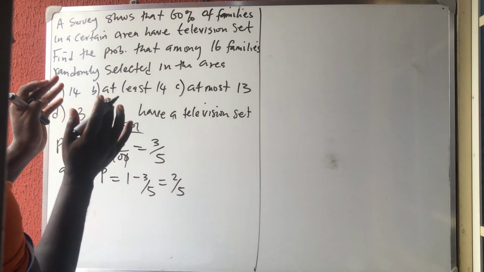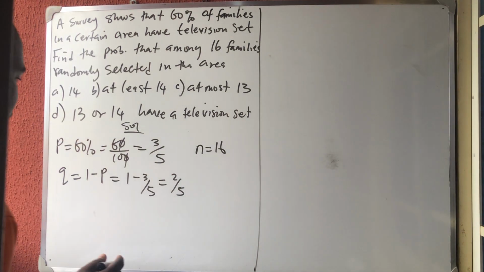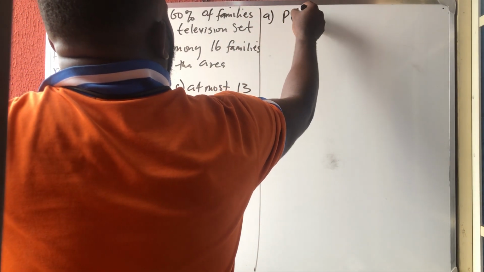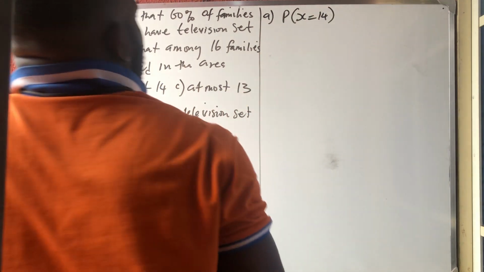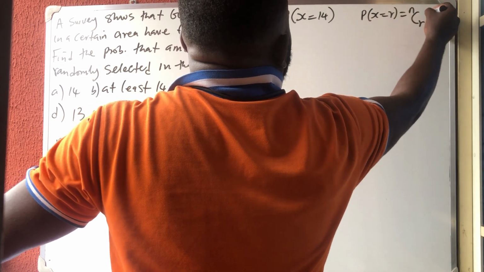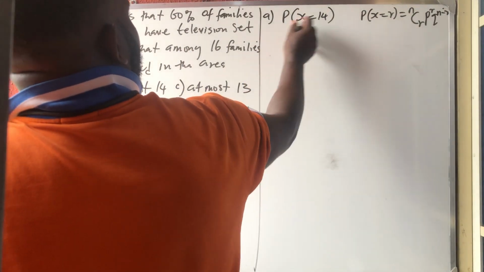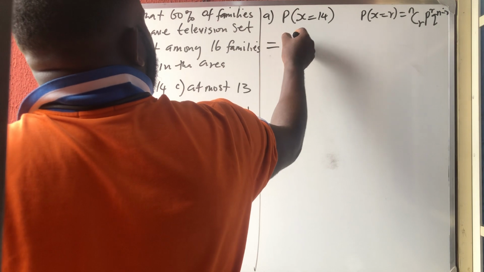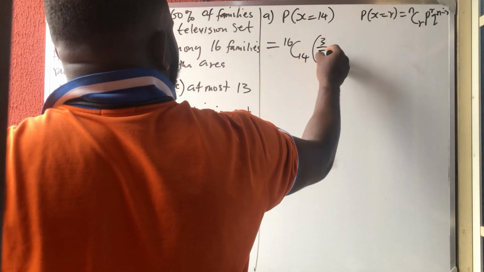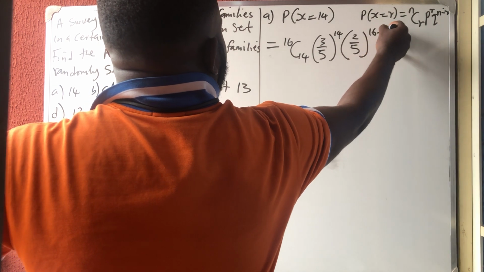Then the people that are now selected from that area is 16. So my N is simply 16. What I'm looking for now is my R, and my R is gotten from the question. So A is the probability of 14. Don't forget the formula: P of X equals R is equal to N combination R, P raised to power R, then Q raised to power N minus R. Don't forget that. So the probability of this is equal to 16 combination 14, my P is 3 over 5 raised to power 14, then 2 over 5 raised to power 16 minus 14.